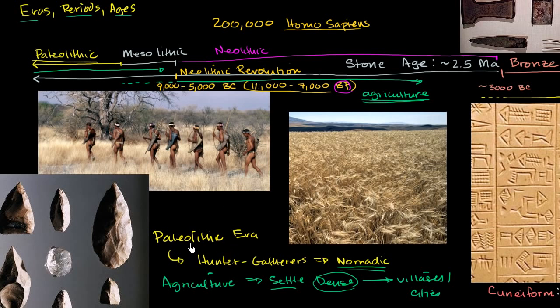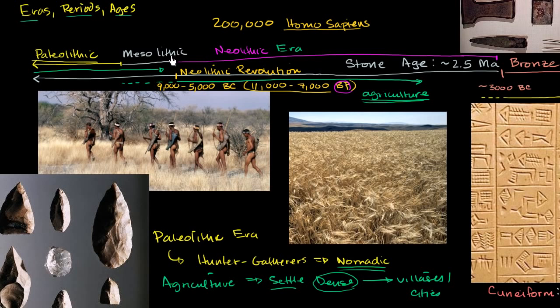But just to get the terminology, the Paleolithic era is that period before agriculture, and then once agriculture starts developing, we are now in the Neolithic. We are now in the Neolithic era. And some archaeologists will describe a transition period between the Paleolithic and the Neolithic era called the Mesolithic.